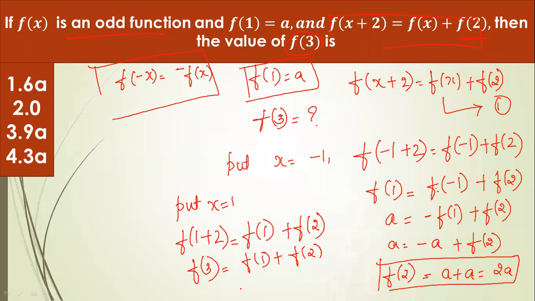We know the value of f of 1. What is the value of f of 1? It is a. And what is the value of f of 2? It is 2a. So a plus 2a is 3a. So what is the value of f of 3? It is 3a. So the correct option is option 4. See how we are using the odd function concept, because we did not know what f of 2 is. That's why we were using this concept. Moving on to the next question.